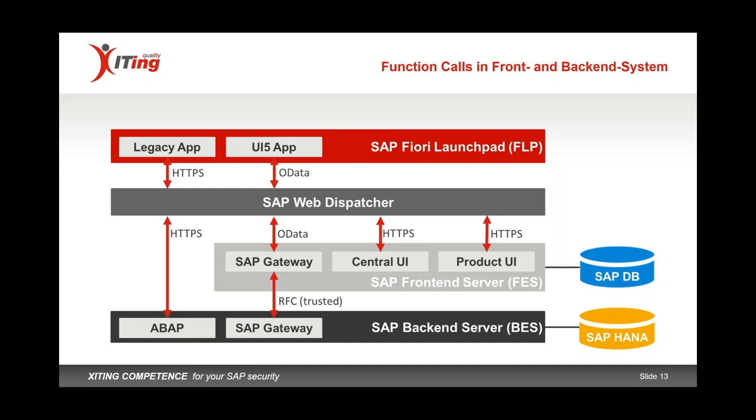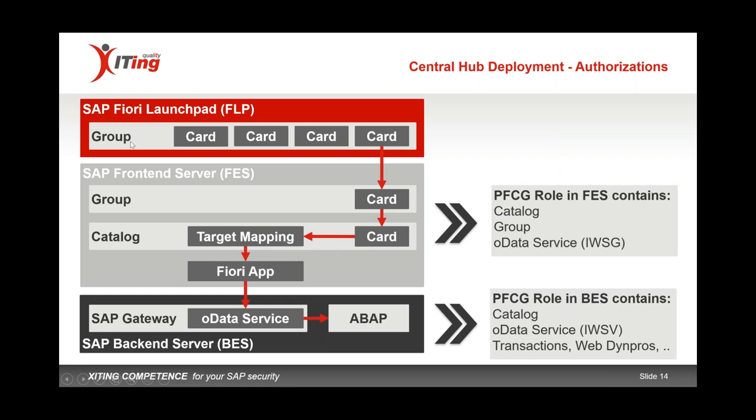I'll just jump to the next slide here. So the app, whether it's a card or a tile, however we call it, is displayed in the Fiori Launchpad through a group, and that application comes from a catalog, and in that catalog we have a target mapping. That target mapping is very important. We'll get to what that really means and how we can get to those target mappings, because the target mapping is the configuration that knows which app to call. That's the connection between the app that we see and the program that's being called at the end of the day. The communication, like I said, happens through OData services.